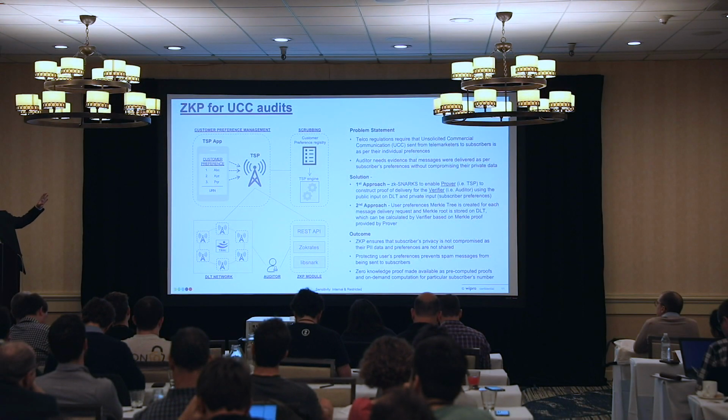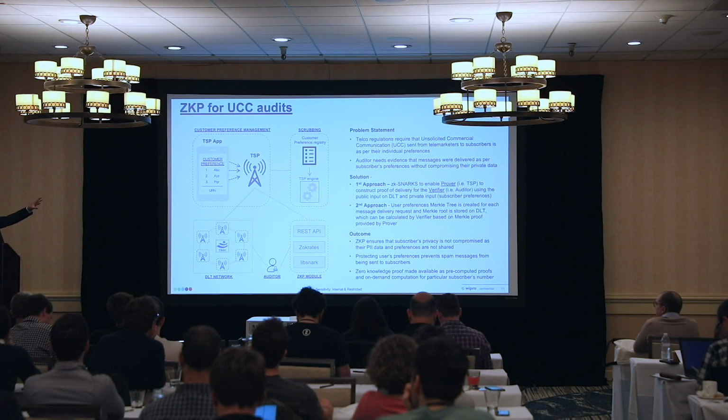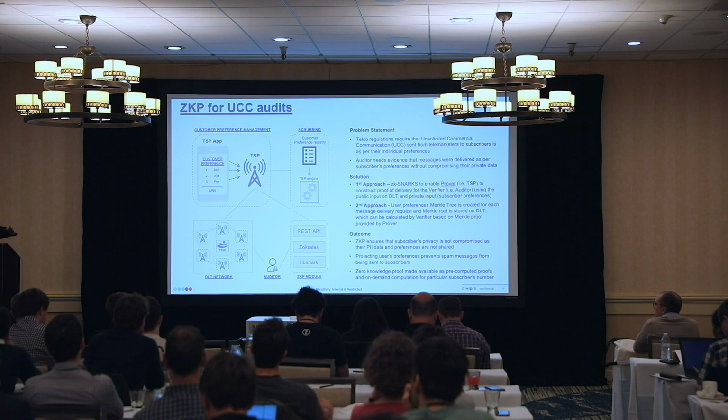So here the solution basically comprises 3 or 4 components. So one is the telecom service provider app, right, which allows the users to manage their preferences, right? And we'll shortly see how a typical user preference would look like. Then there is a scrubbing service, right? The scrubbing service basically filters out the messages sent by a telemarketer based on the user preferences, right? So the scrubbing service will rely on the privately maintained user preferences and filter out the events.